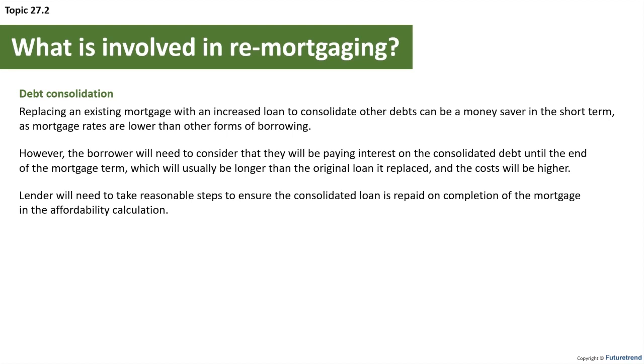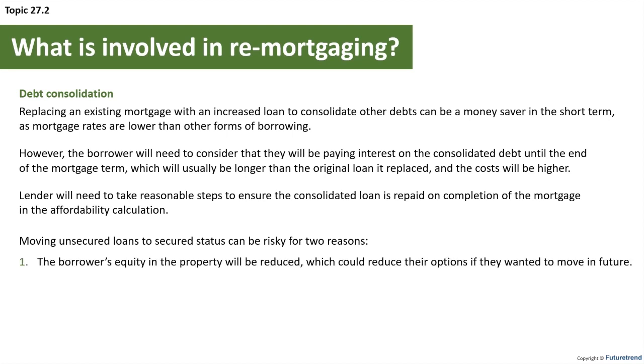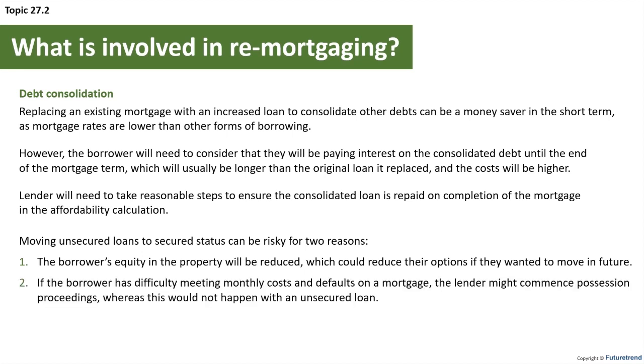Lender will need to take reasonable steps to ensure the consolidated loan is repaid on completion of the mortgage in the affordability calculation. Moving unsecured loans to secured status can be risky for two reasons. 1. The borrower's equity in the property will be reduced, which could reduce their options if they wanted to move in future. 2. If the borrower has difficulty meeting monthly costs and defaults on a mortgage, the lender might commence possession proceedings, whereas this would not happen with an unsecured loan.